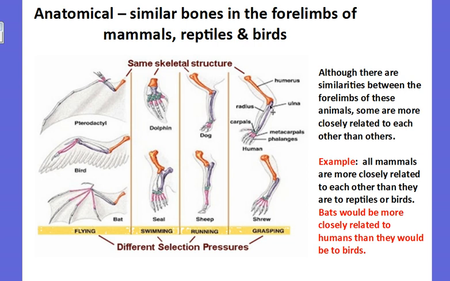Okay, because bats and humans are both mammals, and if you look at the bone structure, the bone arrangement of the bat wing looks more like the human arm than it does the bird wing. The arrangement of the bones and everything. The fact that it looks like it has 5 fingers and everything.